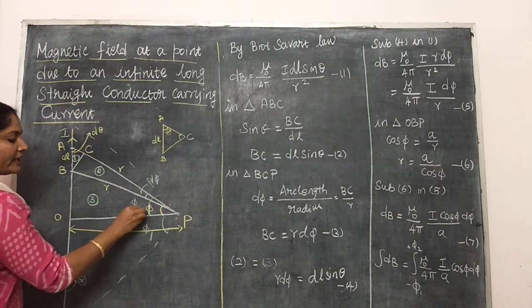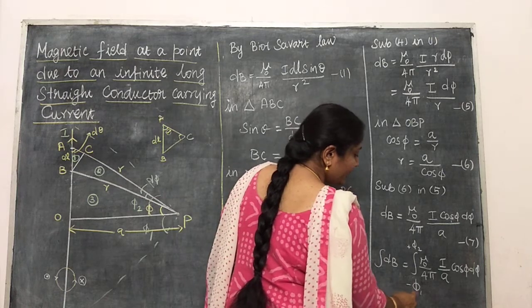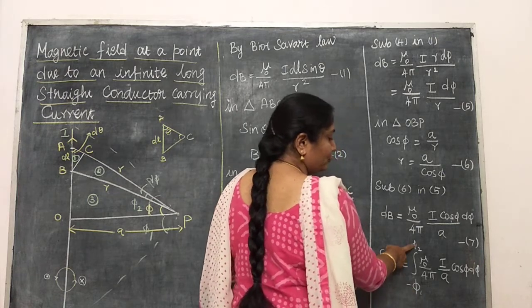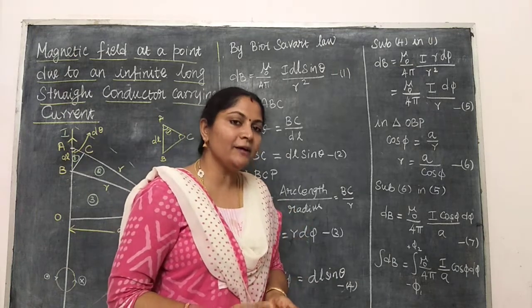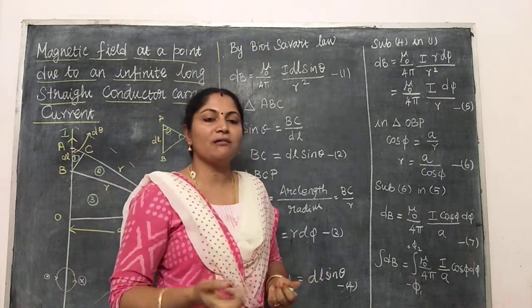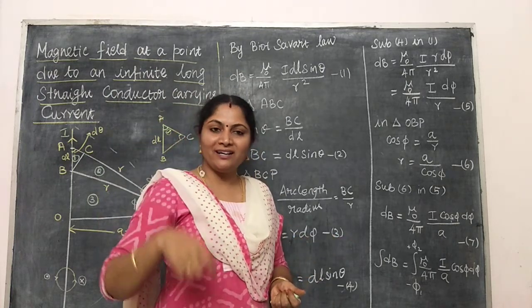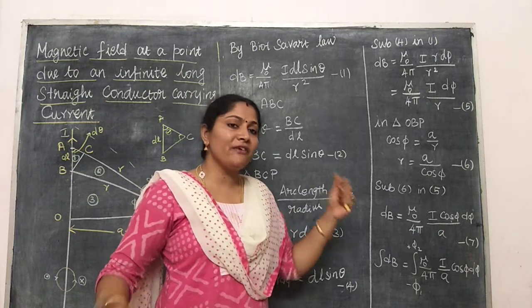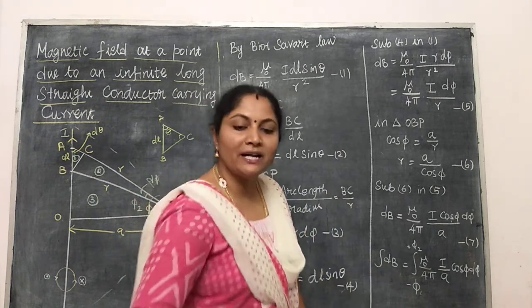So when we look at the limits, see here, minus phi 1 to phi 2. For integration we are applying the limits here, that is minus phi 1 to phi 2. Then only we can calculate the total magnetic field at point P due to the current flow through the infinitely long straight wire. Okay, so now we'll see the integration part.